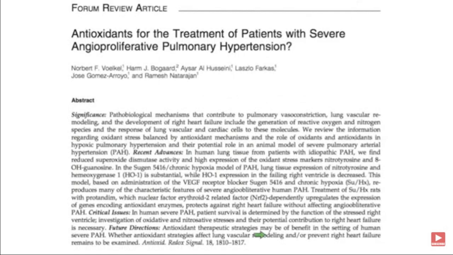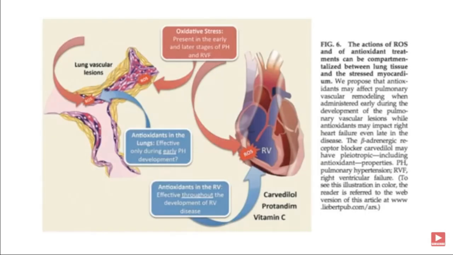And so this was a review article that talked about looking at this Nrf2 pathway as a potential treatment for patients with pulmonary hypertension. And there's a couple of ways in which that could happen. The article actually talked about Protandim as a potential treatment. We can't do that, but these researchers can.